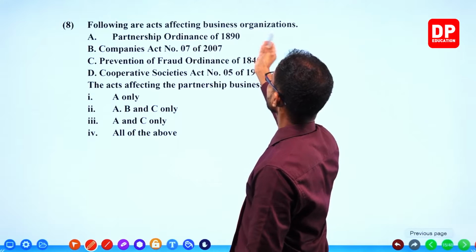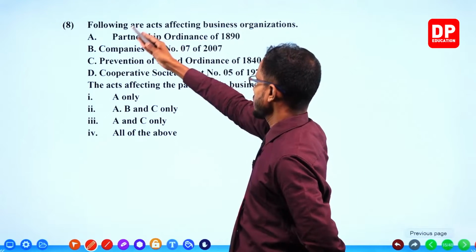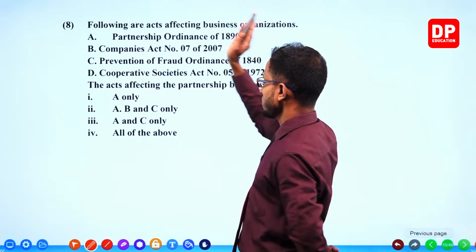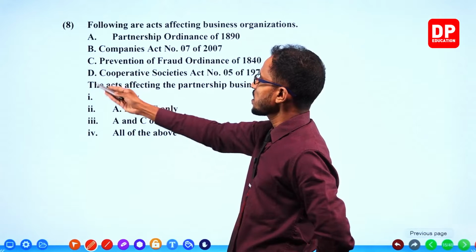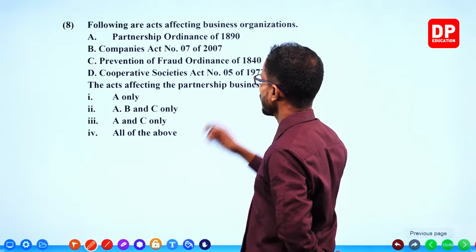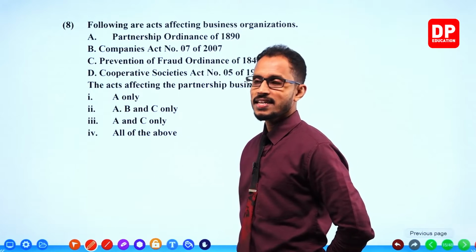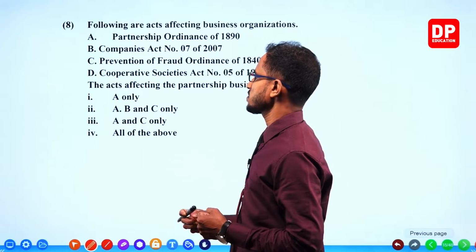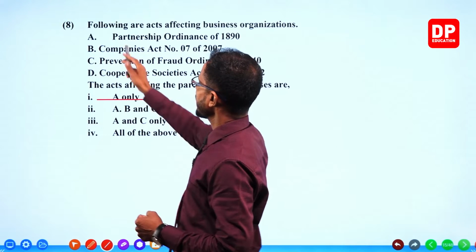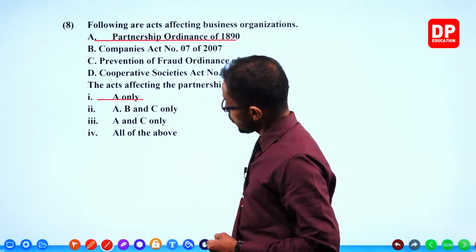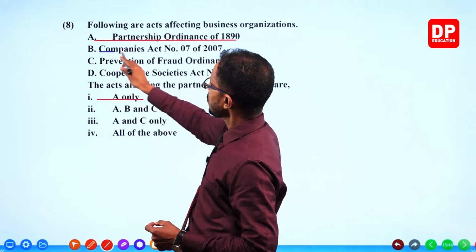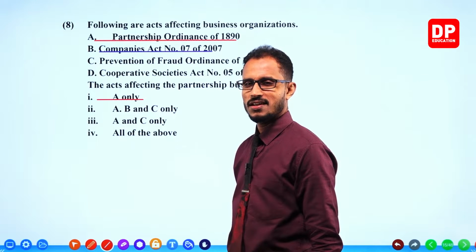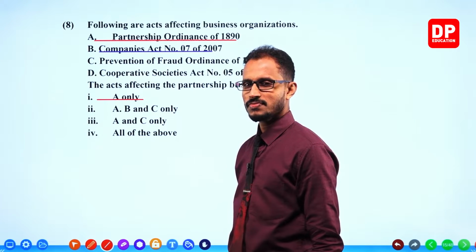Following are acts affecting business organizations: Partnership Ordinance of 1890, Companies Act number 7 of 2007, Prevention of Frauds Ordinance of 1840, Cooperative Societies Act number 5 of 1972. The acts affecting the partnership businesses are... Now I'm sure you all are going to run to the first answer, because the first answer says A only, and A is the Partnership Ordinance. Do you know that B also affects partnership businesses? Oh my God, no, you don't know. It affects.